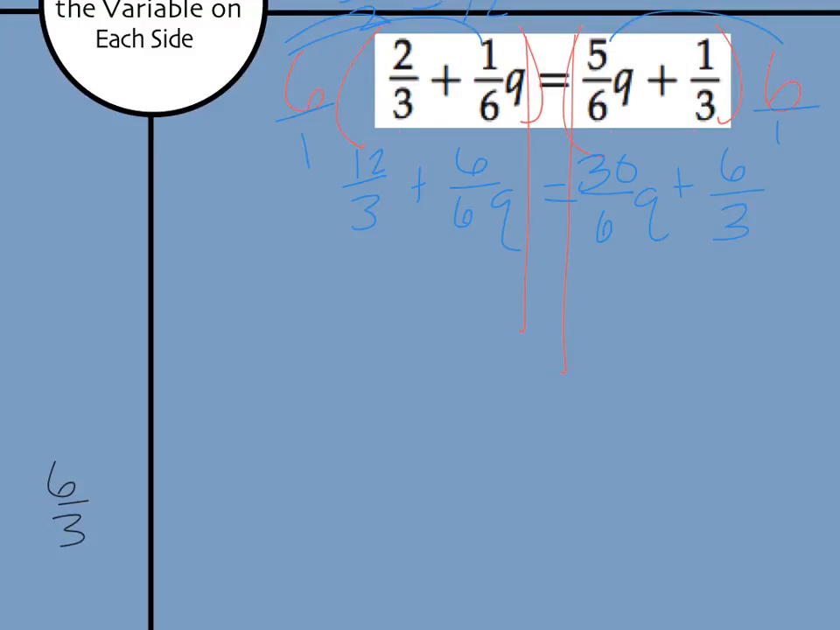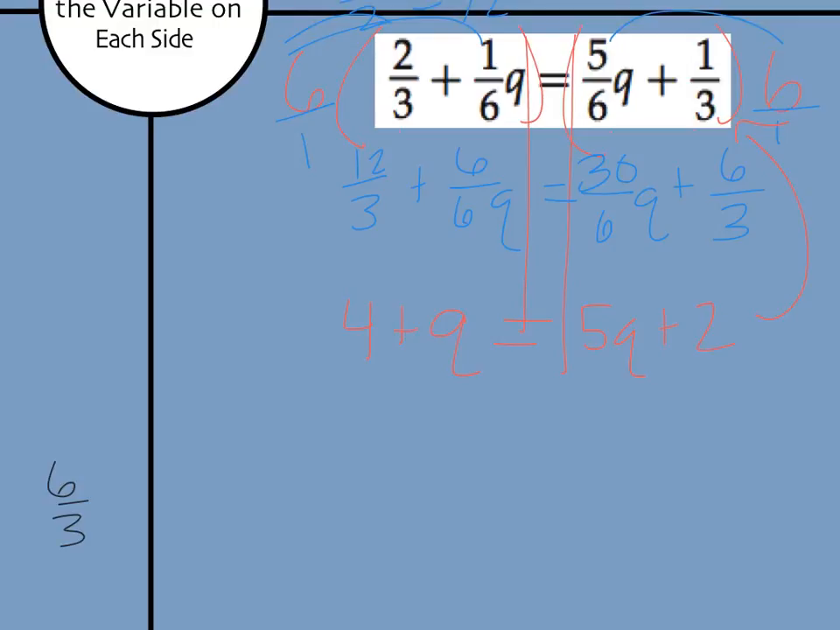That's a new word. 12 over 3 is the same as 4. 6 over 6 is the same as 1. 30 over 6 is the same as 5. And 6 over 3 is the same as 2. Look at that. This is an equivalent equation to this. I just made it look nicer.